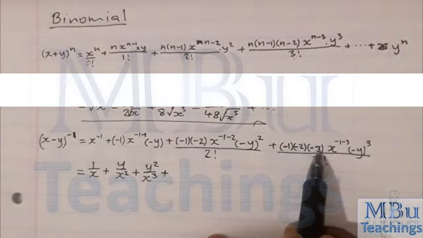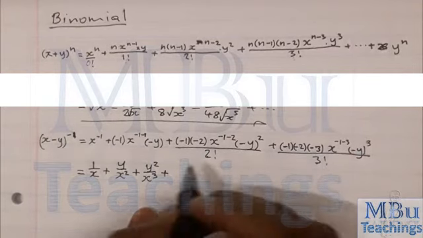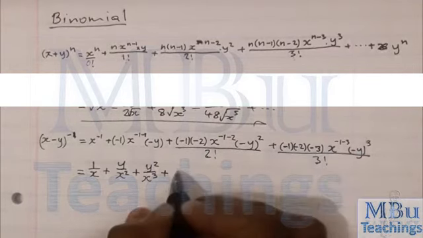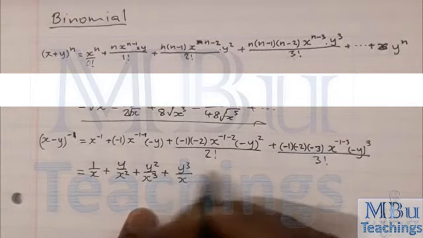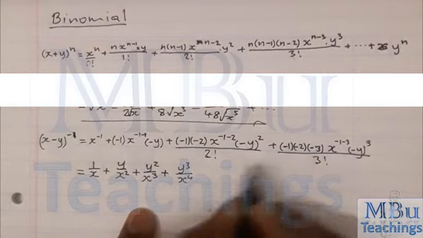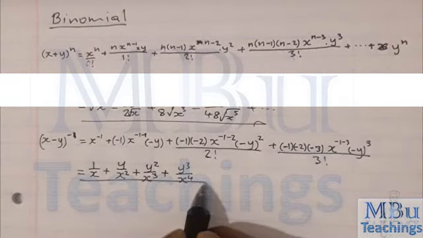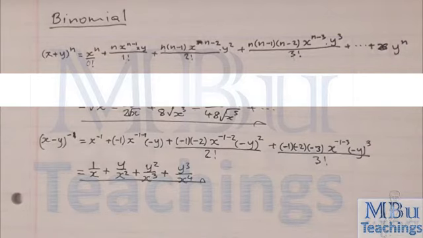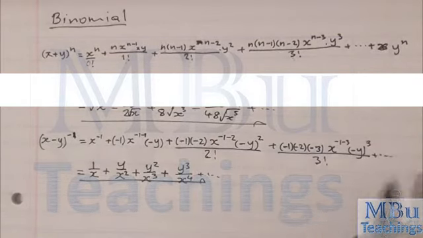2 times 3, that's 6 over 6, so that is 1. So that means you'll have y cubed over x to the power 4, because that is -4. When it goes another line, it's +4. So this is how you will solve these problems. This is the third example. For now, I think I'm done.